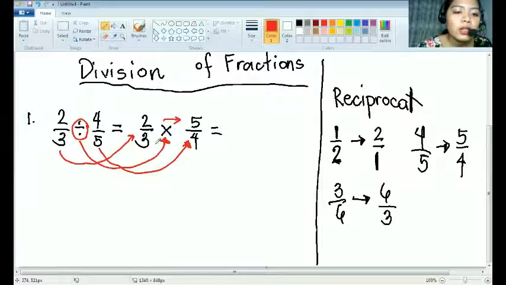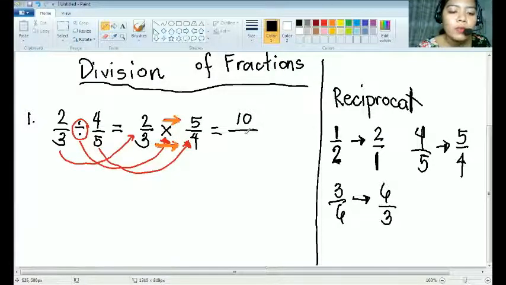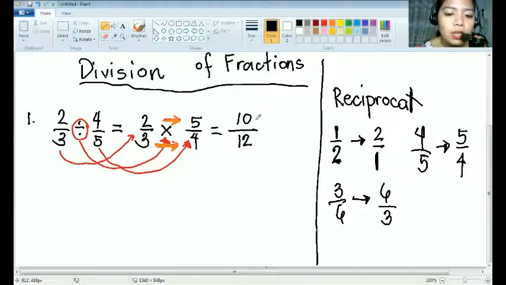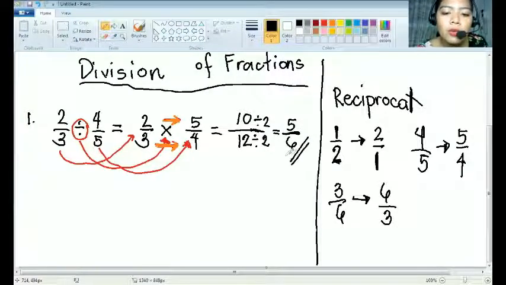Okay? And then, direct multiplication. O, di ba? Balik lang tayo sa multiplication natin kanina. Ayan. So, multiply 2 times 5 equals 10. 3 times 4 equals 12. Okay, tanong. Lowest term na ba sila? So, hindi pa. Dahil they are both still divisible by 2. Okay? Or common factor nila ang 2. 10 divided by 2 is 5. 12 divided by 2 is 6. So, the final answer is 5/6. Okay, na gets?